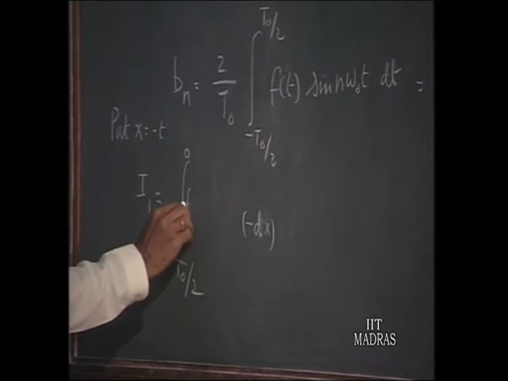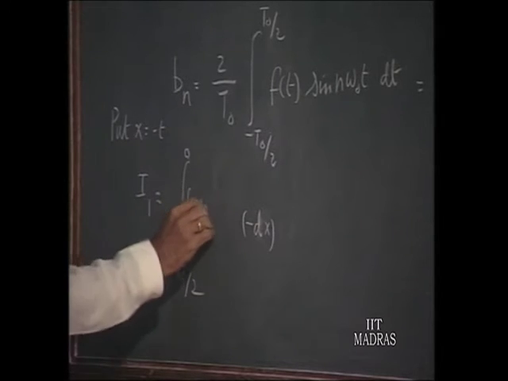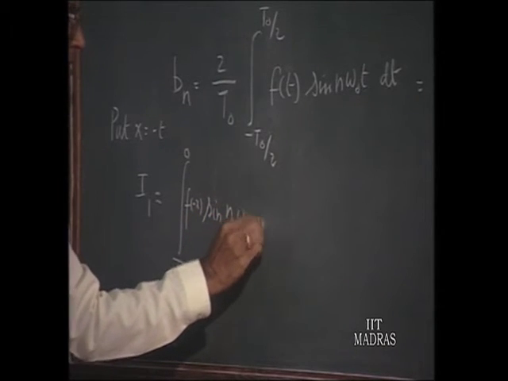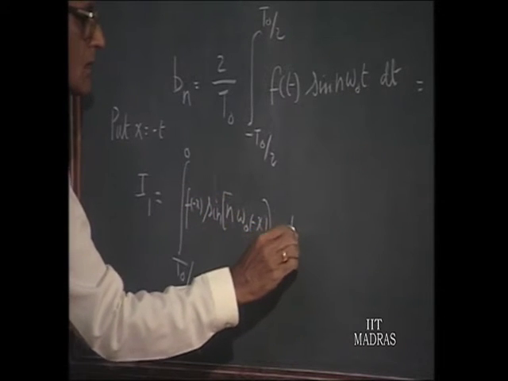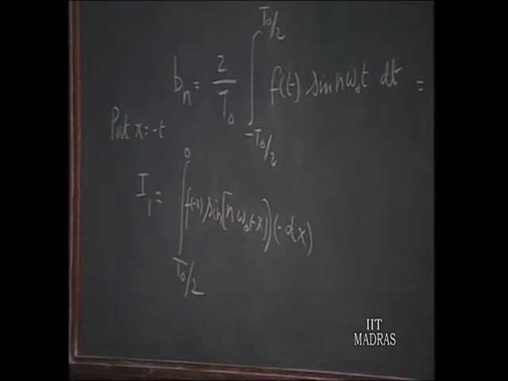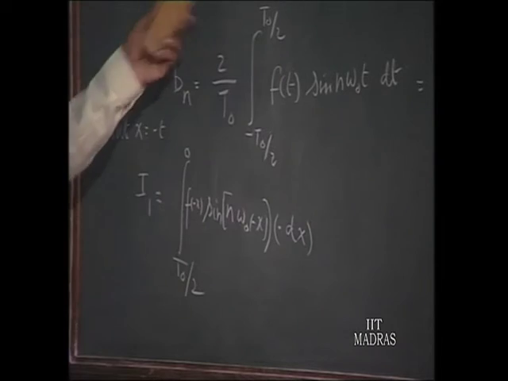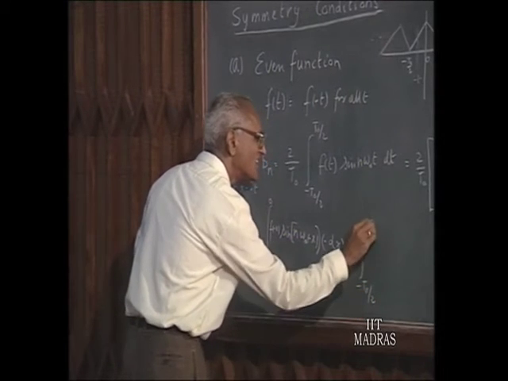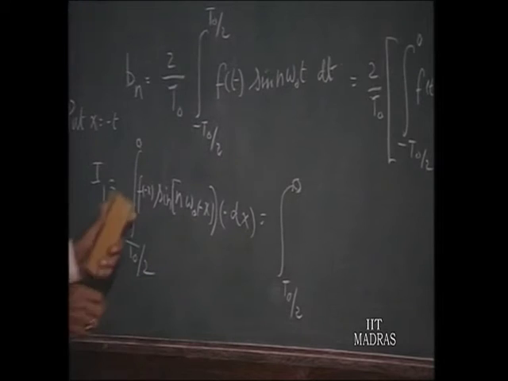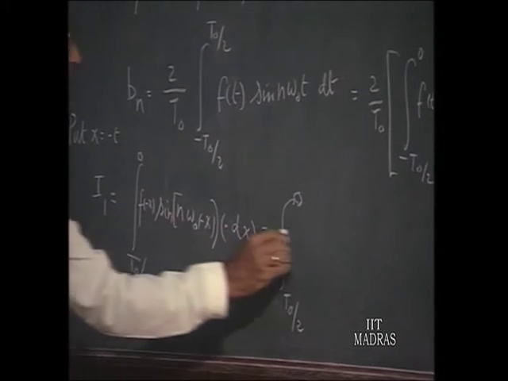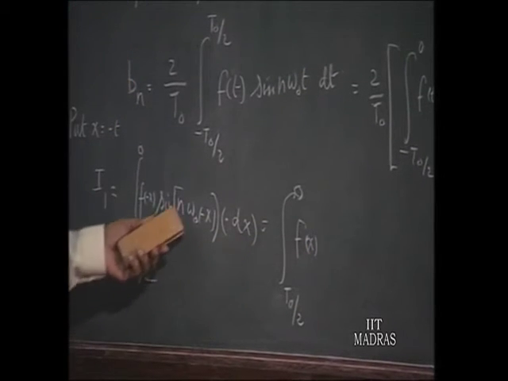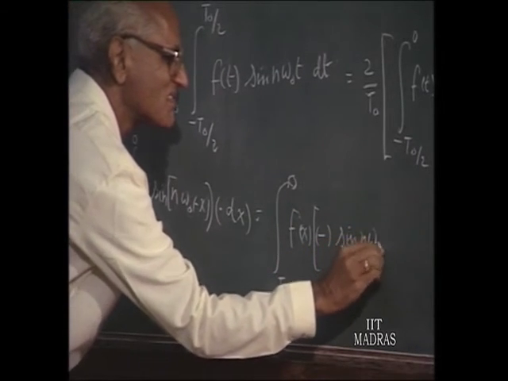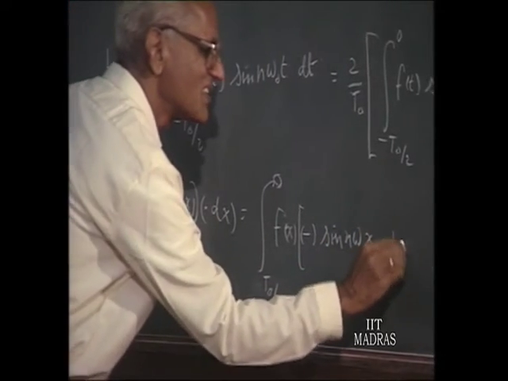f of t will become f of minus x, and then you have sin n omega naught minus x, minus dx. By virtue of this even character of this function, we can write this as, this is t naught upon 2 again. f of minus x is equal to f of x because of this relation, and then sin n omega naught minus x will be minus of sin n omega naught x, and then you have another dx with a negative sign out in front.